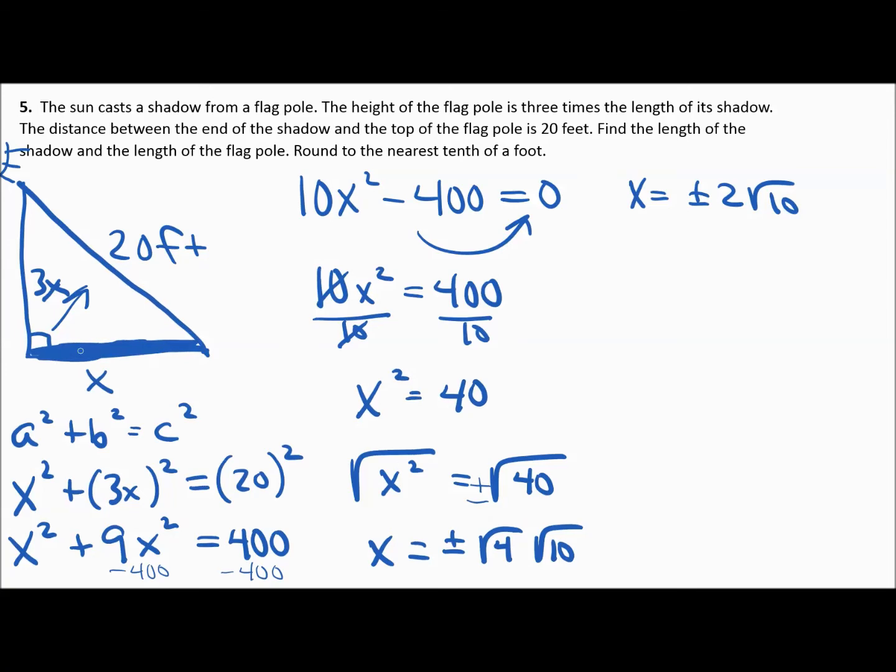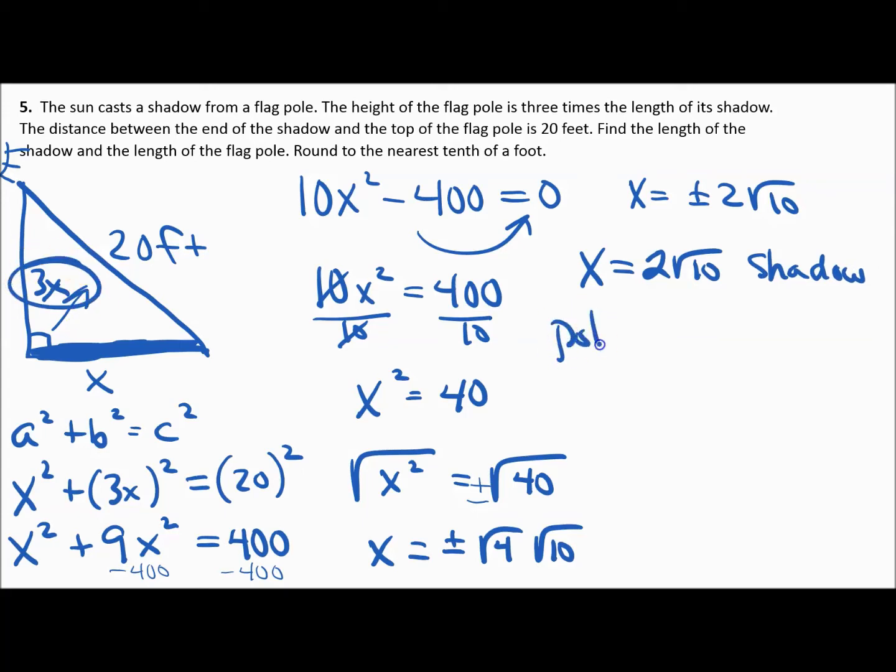Now, does negative 2 times the square root of 10 make any kind of sense for the length? And the answer is no. So the only appropriate answer for the length of our shadow is positive 2 square root of 10. Okay? So this is the shadow. That's how long the shadow is. It also wants to know how tall the flagpole is, and that's 3 times x.